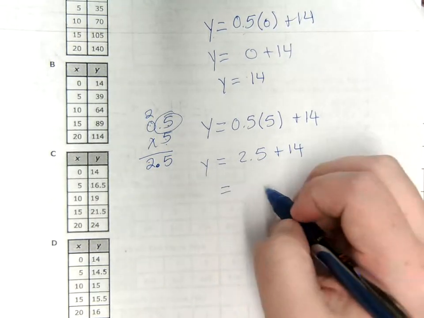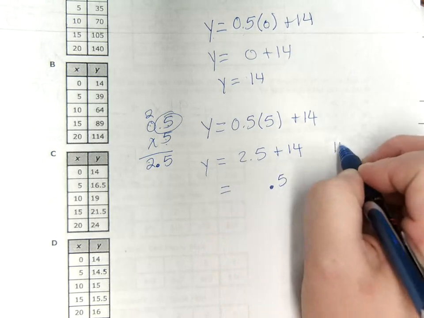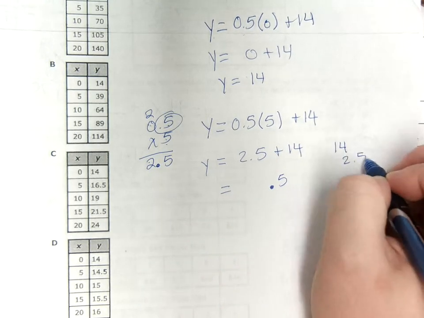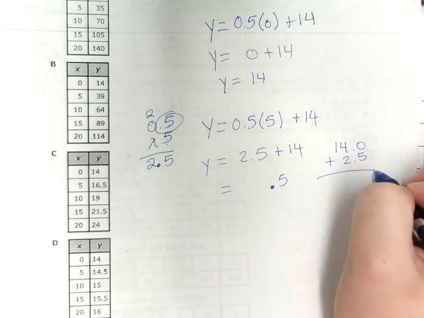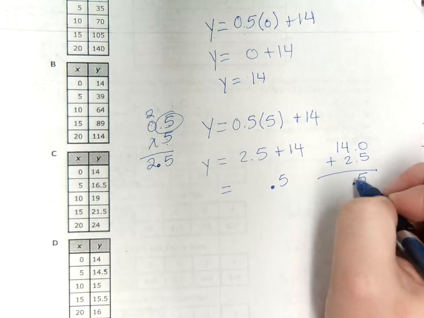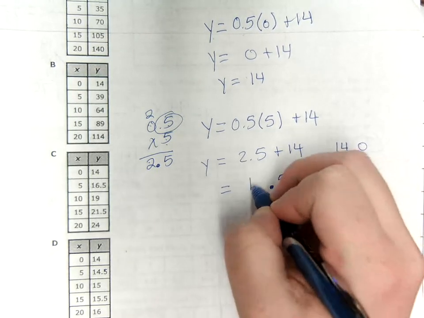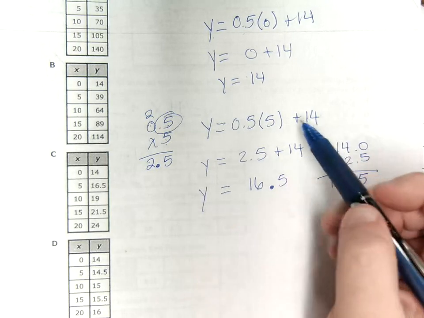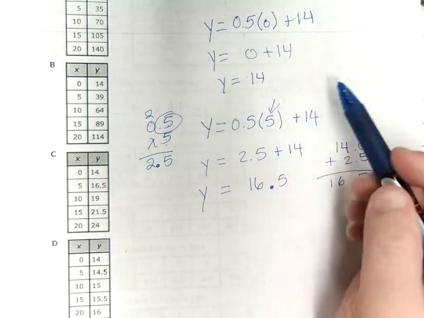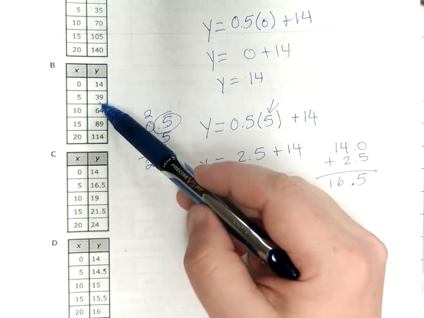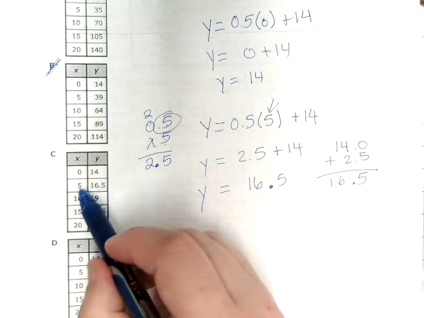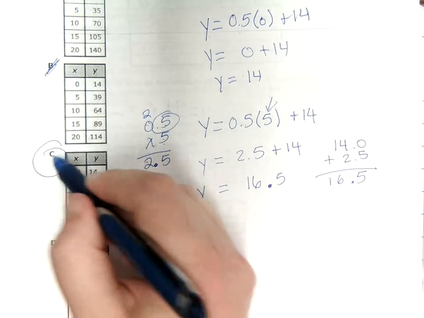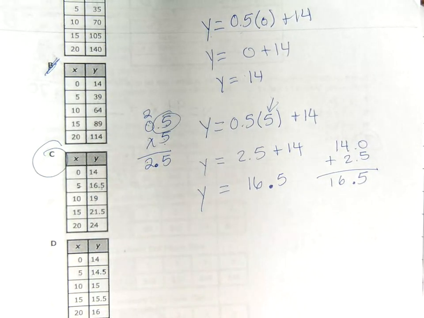It's going to end in 0.5 because when I line it up, 14 and 2.5 add, that'd be 5, that'd be 6 and 1. 16.5. So my y should be 16.5 when x is 5. Okay, so when x is 5, it should be 16.5. That's 39, so that's not right. 16.5. So we think it's C. Yes, it is. It's C.